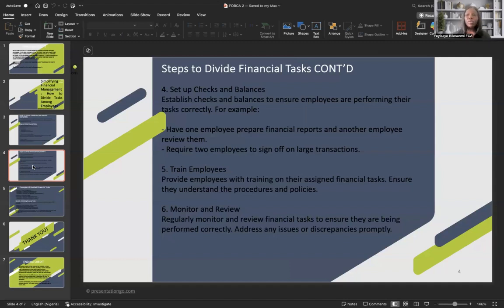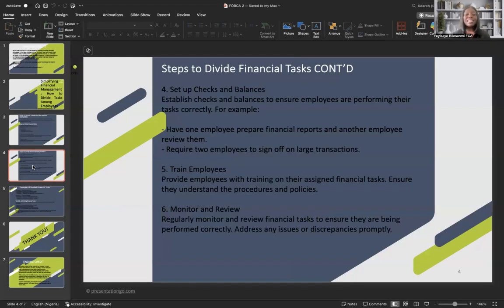Number 5, train employees. Employees need adequate training on whatever task they've been given to do, right? Provide them with training and ensure that they understand the procedures and the policies that have been laid down for them. Because you see in cases where an employee needs to get something ratified or approved, and they jump that approval line and move on to the next stage and just submit, let's say, an invoice, for instance, and just go ahead to submit without passing it through the proper channels.